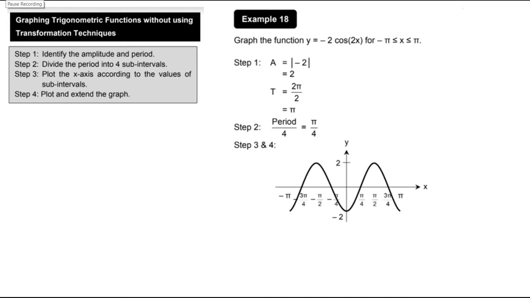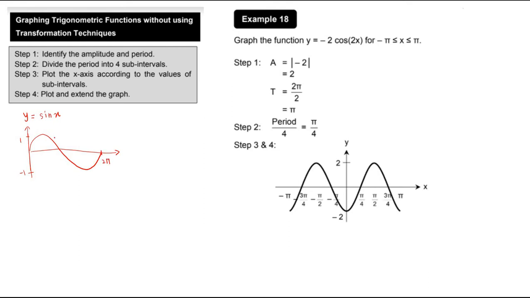For this session, we will continue with topic 4.2, graph of trigonometric function. Let's recall the two types of trigonometric graph that we learned before. The first one is y equals sine x. So this is the shape of the standard graph of y equals sine x. The amplitude is 1 and the period is 2 pi.